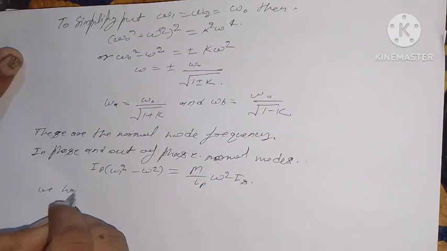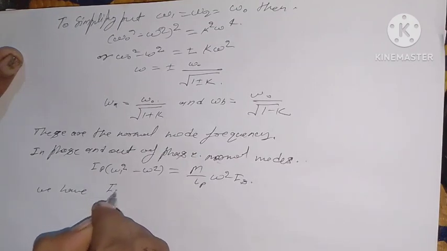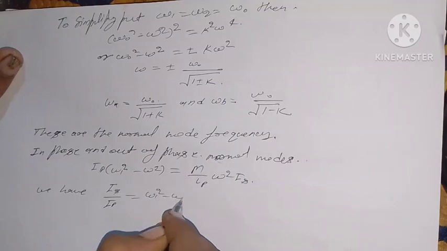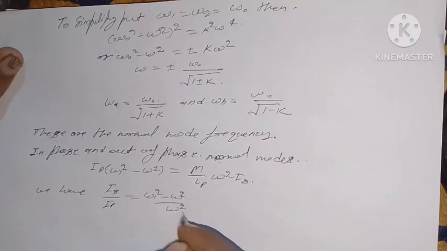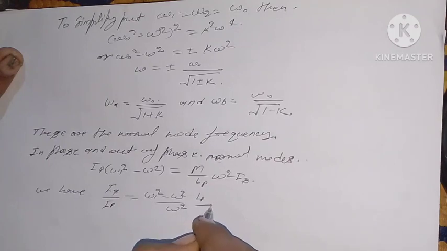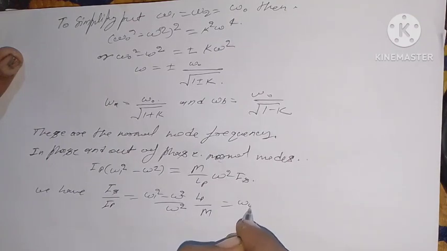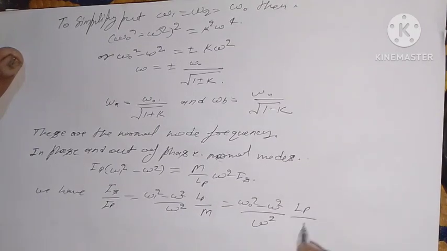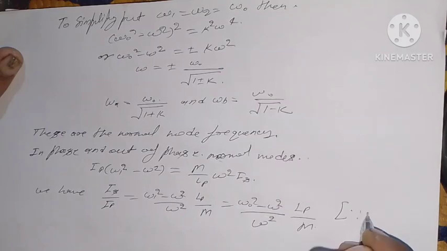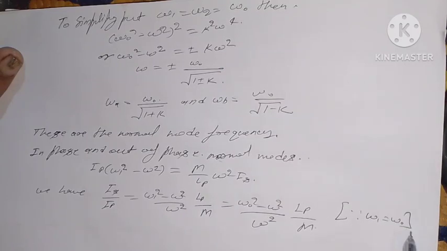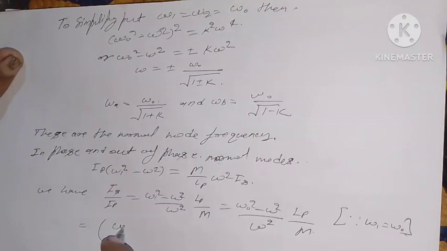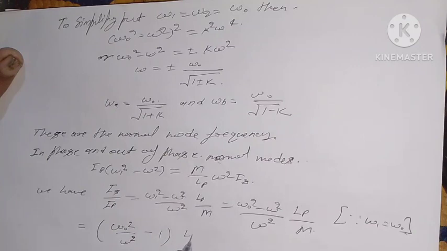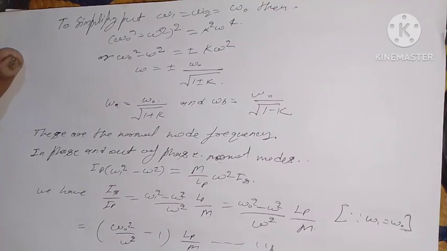we have IS upon IP equal to (omega 1 square minus omega square) upon omega square times LP upon capital M, equal to (omega naught square minus omega square) upon omega square times LP upon capital M, where omega 1 equal to omega naught. Then (omega naught square upon omega square minus 1) LP upon M. This is equation number 3.